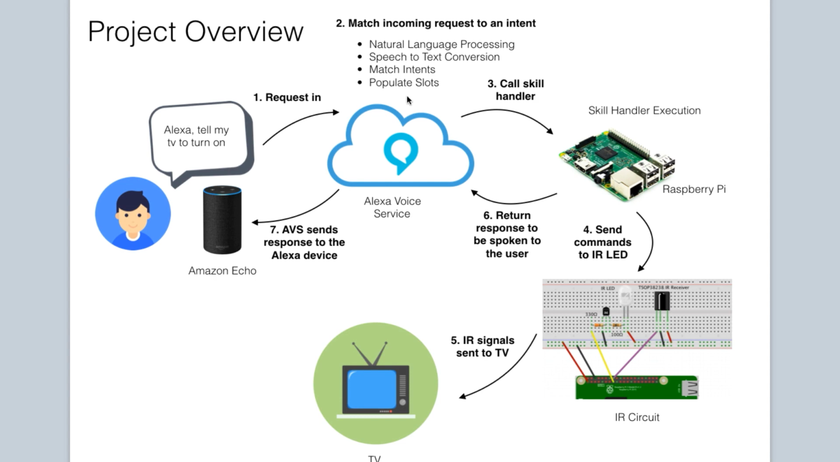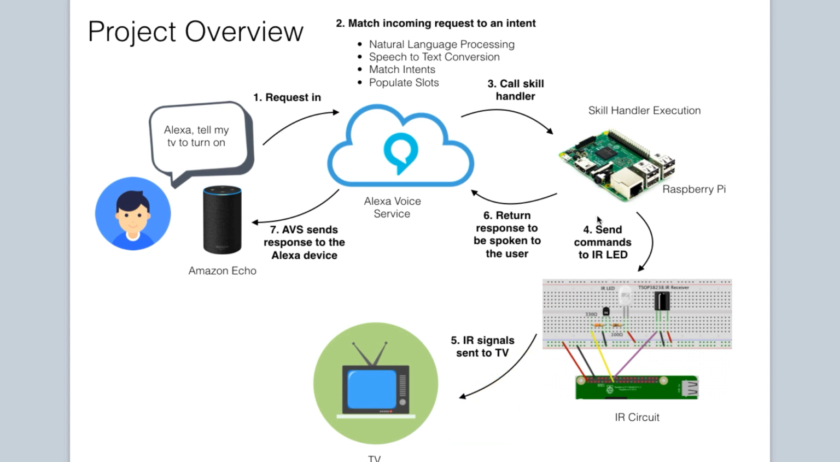Various slots or variables are populated for those intents, and then the Alexa voice service calls a skill handler, which actually will be running on our Raspberry Pi. The instructions around how our skill should be processed will be running in a Python program that we will install on our Raspberry Pi. In the case of telling the TV to turn on, the Raspberry Pi will then send infrared instructions to an IR LED in our circuit. That IR LED will send signals to our TV to tell it to power on.